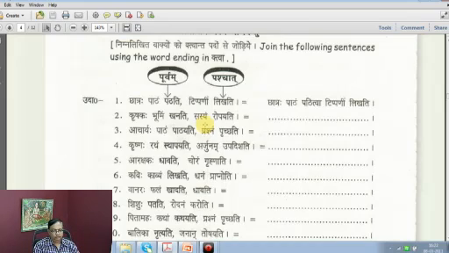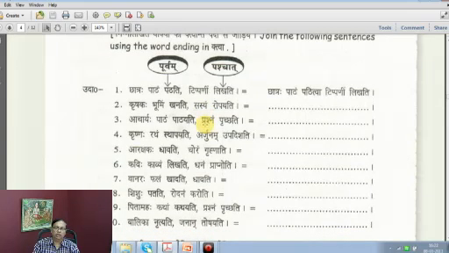Then third one, Purvam Acharyaha Patham Pathayati, Paschat Prashnam Pruchchhati. First the teacher teaches his lesson, later he asks a question. Acharyaha Patham Pathayitva Prashnam Pruchchhati. So Pathayati changes into Pathayitva, just like we did in the previous page.